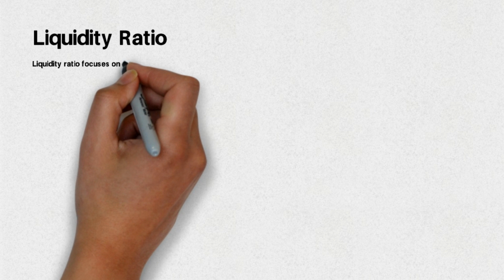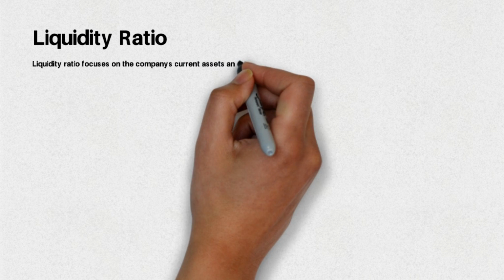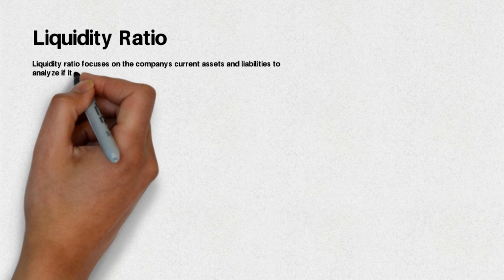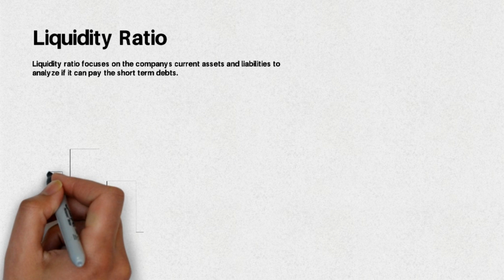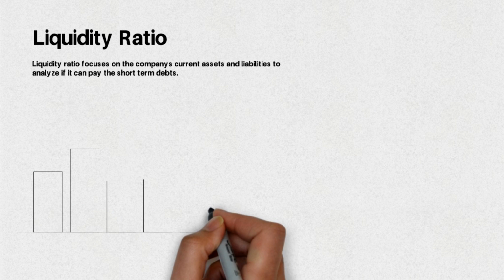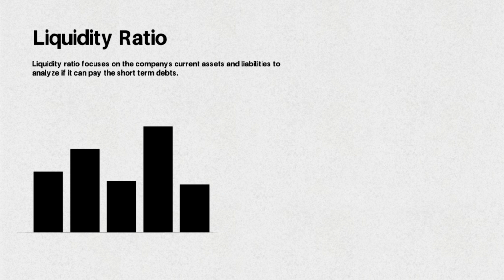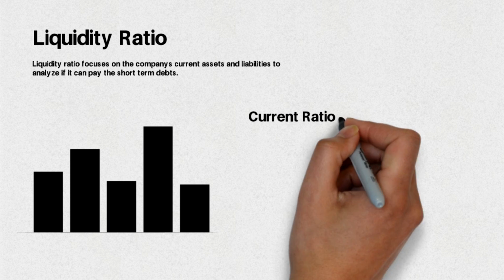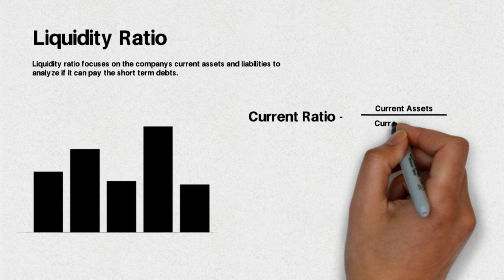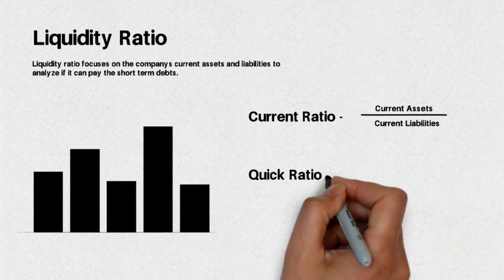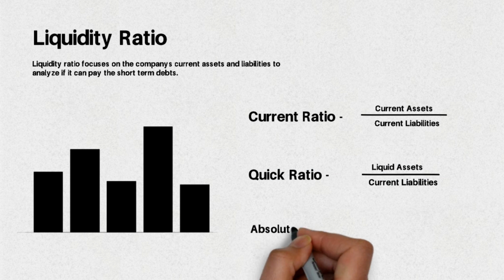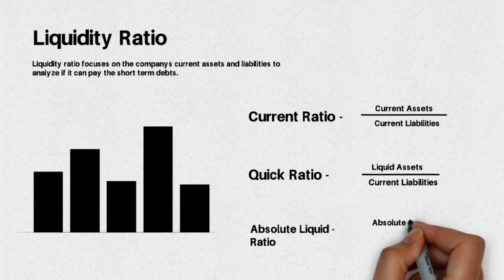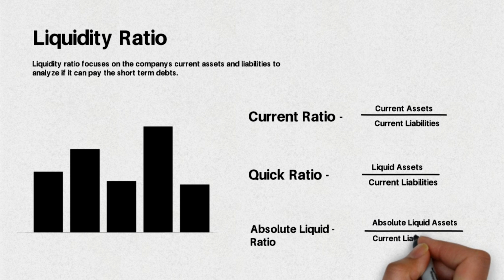Liquidity ratio. The first one is the liquidity ratio, which is also known as solvency ratio. It focuses on the company's current assets and liabilities to analyze if it can pay the short-term debts. The three common liquidity ratios and their formulas are: current ratio, current assets upon current liabilities; quick ratio, liquid assets upon current liabilities; absolute liquid ratio, absolute liquid assets upon current liabilities.